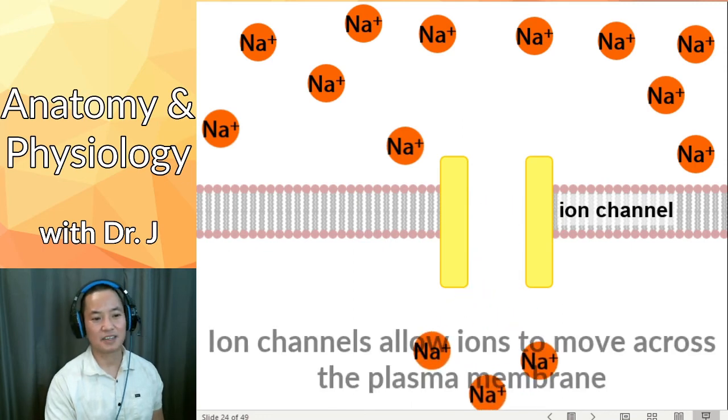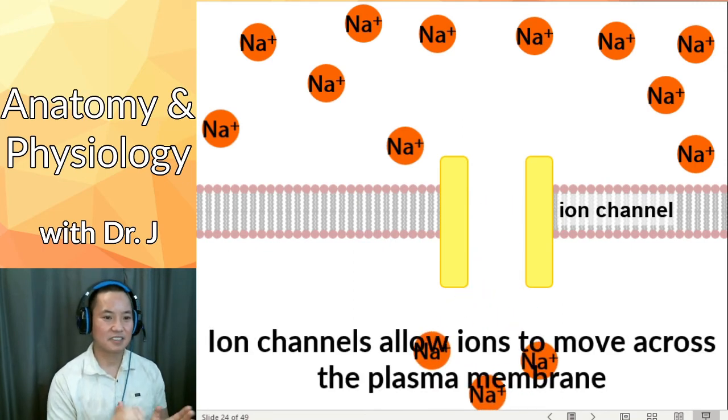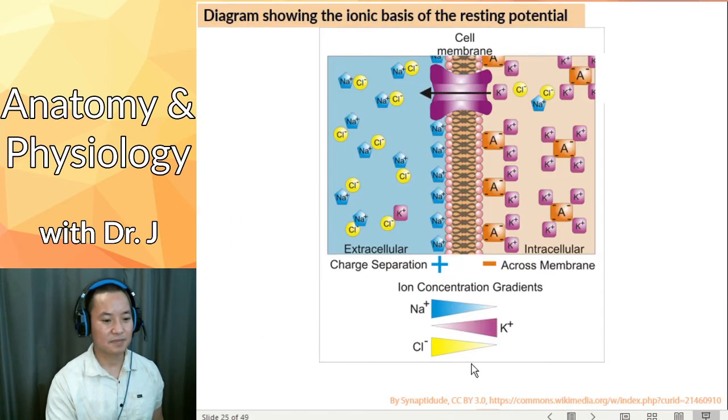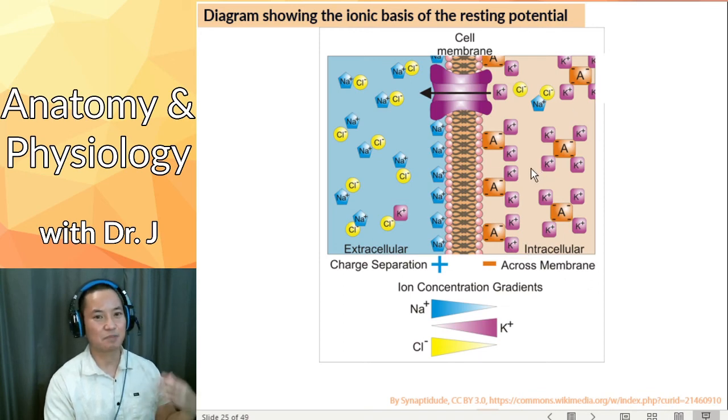And why did I bring this up? This is the main thing I want you to know: ion channels allow ions to move across the plasma membrane. This is essential to understanding what comes next. And this is from, I think, Wikipedia, and I'm going to add something to this. You have more sodium and chloride on the outside of a cell, and more potassium on the inside. This is a preview of things to come, especially when we get to nervous tissue. You definitely need to know this.